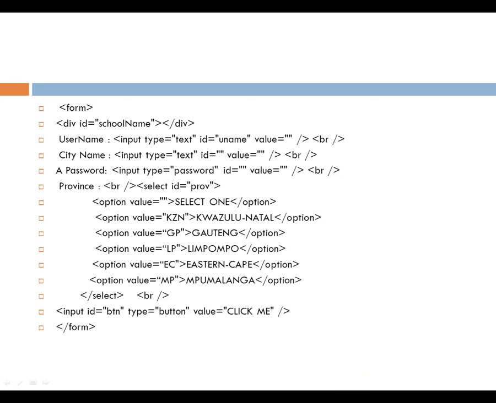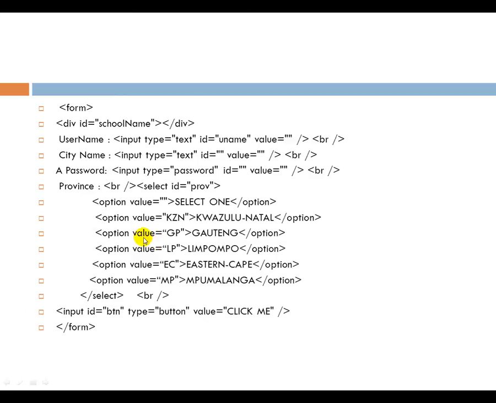Here's the code that makes up our form. And so what I've done is created a form here. You can see the form object starts right here and it ends here. And inside that form, I've created an empty div with the ID school name. And of course, according to the exercise, this is where when the page loads, you need to enter any school name of your choice, really. And here we have the username, city name, the password, and then the user is going to actually select the province where they come from.